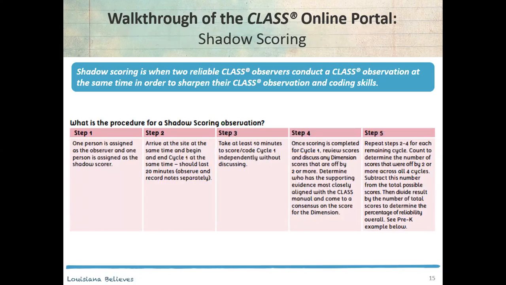So what does this process look like? First of all, you're going to count the number of scores that were off by 2 or more across all 4 cycles. Then subtract this number from the total possible scores, and then divide that result by the number of total scores. This gives you a percentage, and this is your reliability overall.